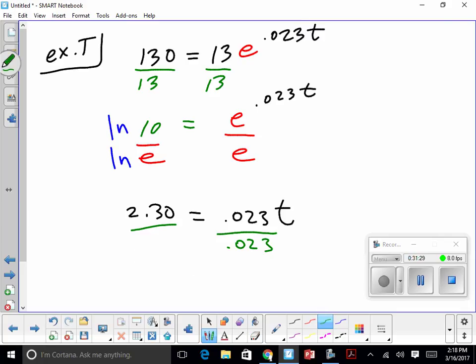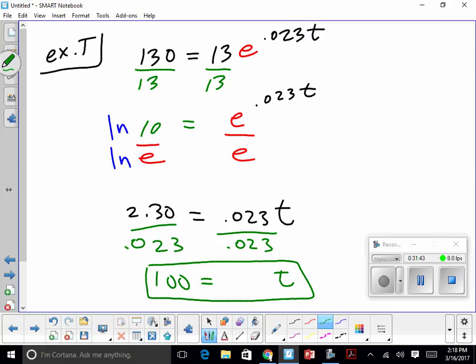Oh, 100. Interesting. Let me see what that means to the original problem. If I put in 100 up here, in place of t and multiply it, I'll turn that into a number. If I raise e to that power, then multiply times 13, it'll give me a 130.